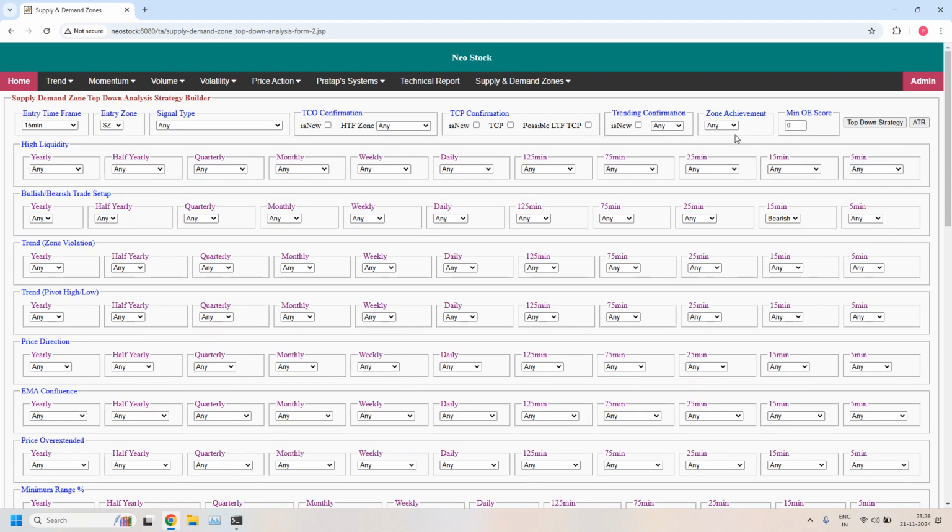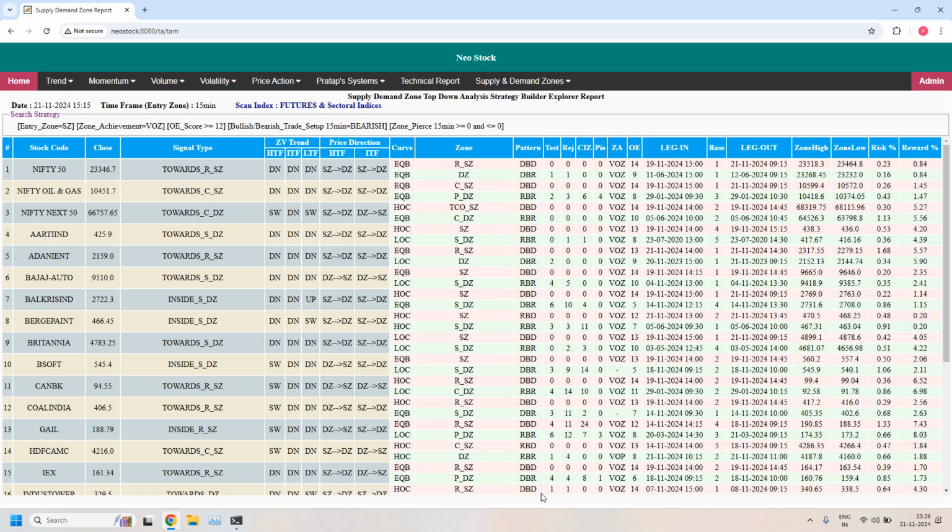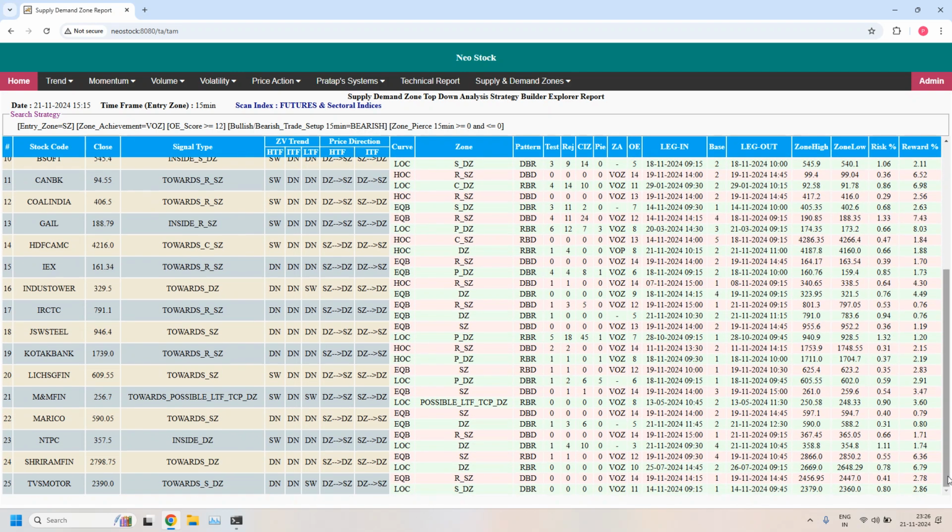Zone achievement, violated opposing zone. Minimum order enhancer score 12. All three filters are applied to the 15-minute supply zone. Let's filter the stocks. We got a big list. These are the first 15 stocks. I am scrolling the list down. So total 25 stocks are filtered.